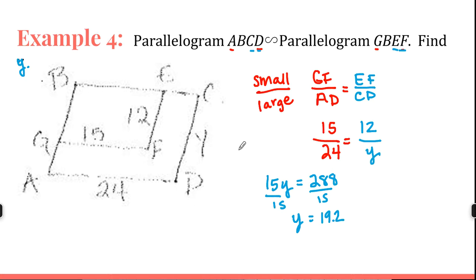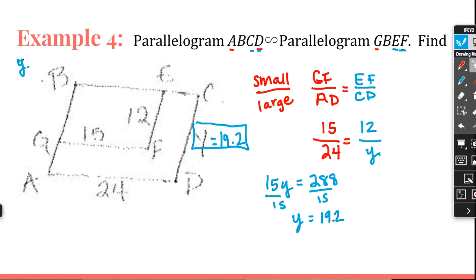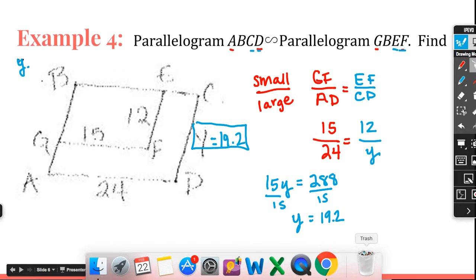All right, so now let's just double check to make sure that it makes sense in terms of the problem. So the bottom side was 15, the diagonal side over here was 12. So 15 was bigger than 12, 24 is bigger than 19.2. So it fits within the context of our problem. So we have our answer for y. So we can use these similar figures and the relationship between their sides to solve for missing parts.